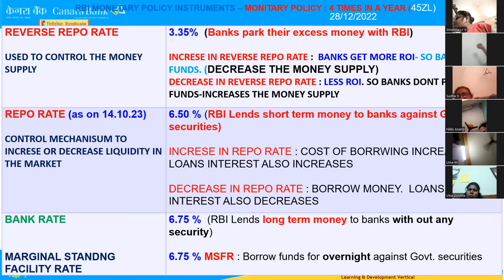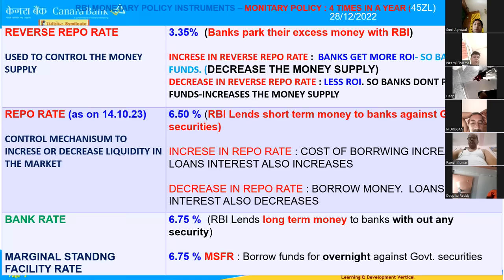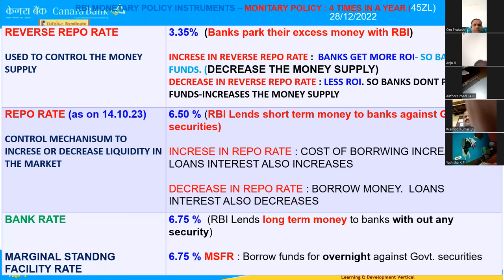These are the intricacies with regard to the reverse repo and repo rate. So this is the concept. Sometimes they will ask how RBI controls all these things, even if you don't understand the concept. But the most important thing for examination is, what is the rate of interest? So reverse repo is 3.35%. Repo rate is 6.5%.